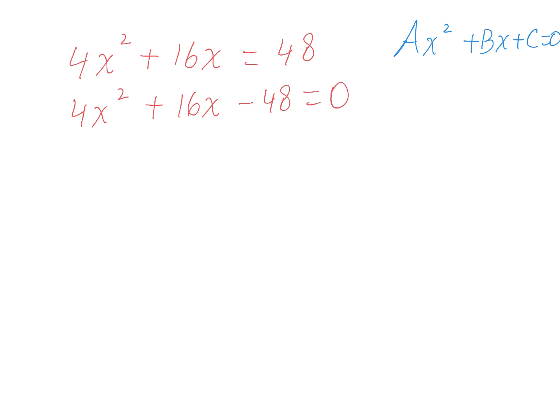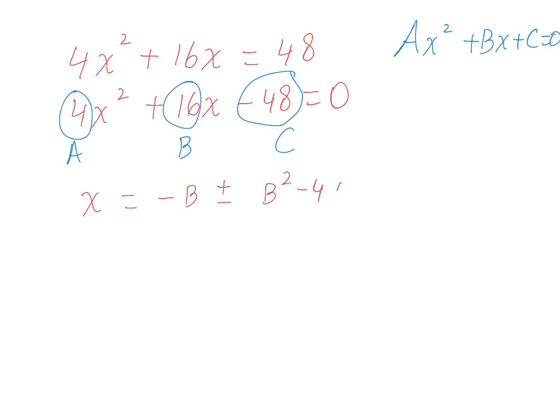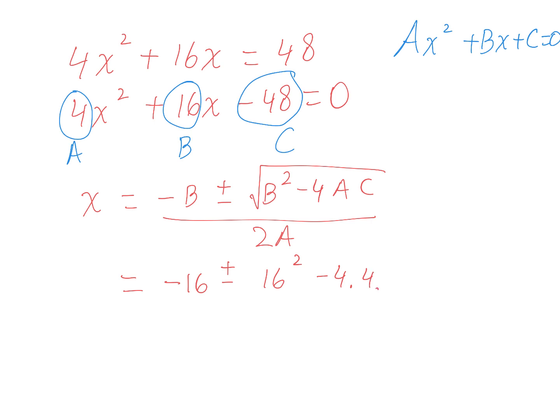Now what is a? a is right here. b is over here. These are all positive, so I don't need to do much. But look at this, c has a negative. Now if I plug this all in the formula, I'll get negative b plus or minus the square root of b squared minus 4ac, divided by 2a. So negative of b, negative 16, plus or minus the square root of 16 squared minus 4 times negative 48, because c is negative, and then divided by 2 times 4.